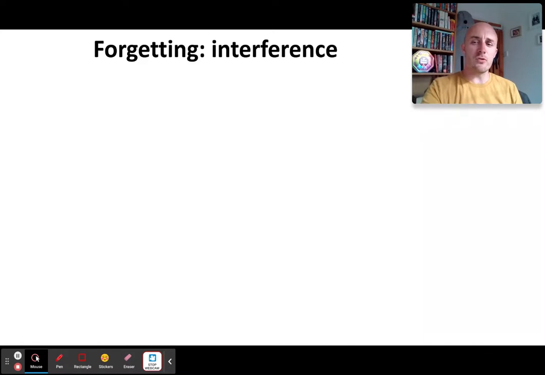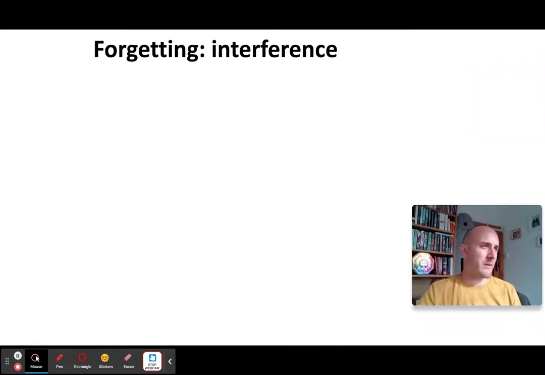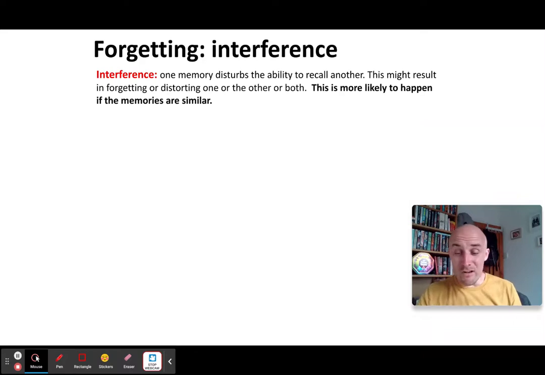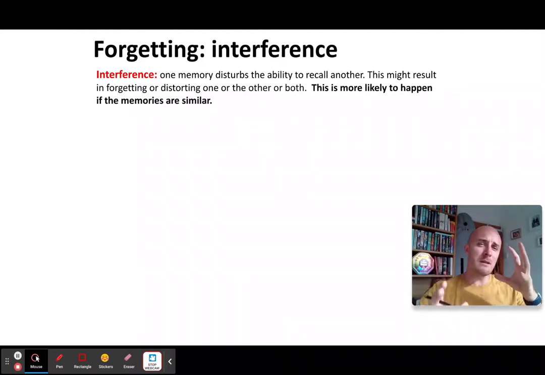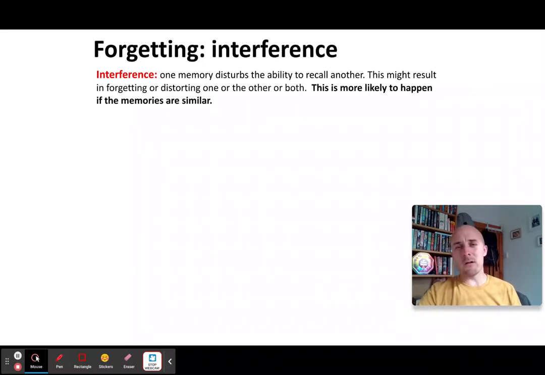Interference is split into retroactive and proactive, but we need to know what interference is generally, and it's basically the idea of when one memory disturbs the ability to recall another. Use that term, please. And this is more likely going to happen if the memories are similar. So we get similar memories much more mixed up with each other. So, for example, you sit in, roughly speaking, the same chair in psychology class. Yes, you may move around quite a lot in seating plans, but maybe up to this point, if you're year one, maybe you haven't actually moved at this point. Maybe you have, maybe you haven't, I don't know.